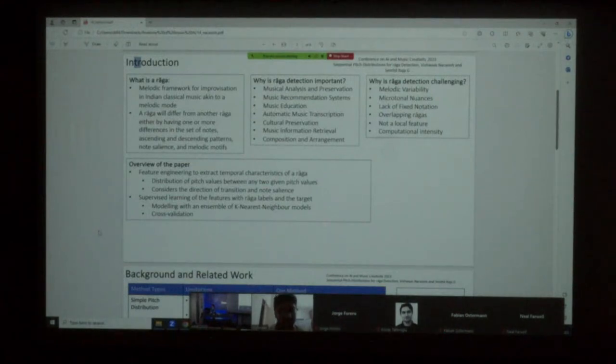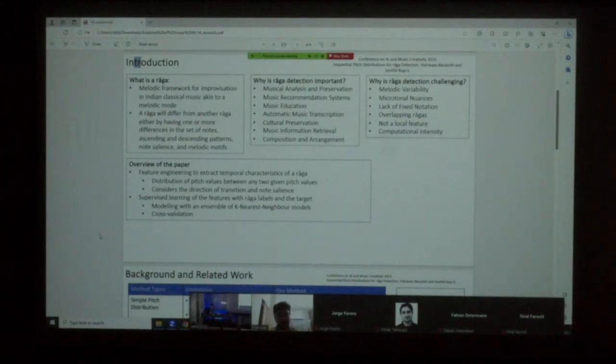Second slide. I'm sure a lot of you are already aware of what a Raga is, but still, let me just try to emphasize what a Raga is. A Raga is a melodic framework in classical music, and it's the core concept of Indian music. A Raga can be distinguished from another Raga by having a different set of notes, maybe pentatonic or six notes. Different ascending and descending patterns, meaning that a transition from one note to the other may be allowed in an ascending manner, but descending from note B to note A might not be allowed.